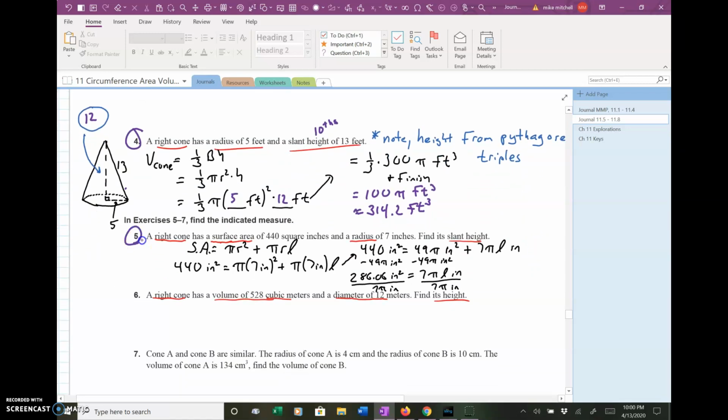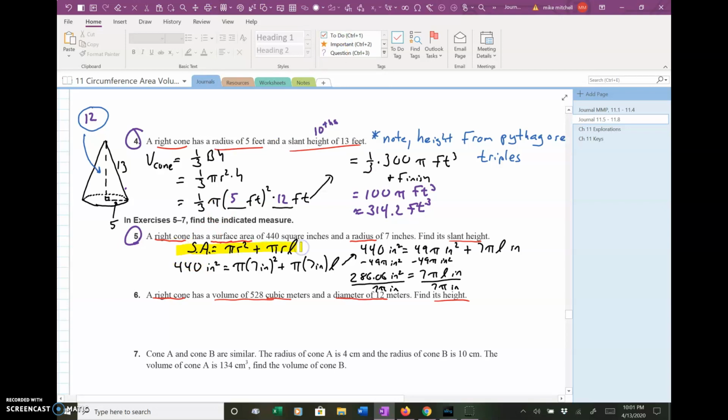Number 5, I forgot to circle this one at the start. The right cone has a surface area of 440 square inches and a radius of 7 inches. Find its slant height. So these problems are a little bit tougher. You've got to use the formula. Make sure you get the whole formula down here. Don't skimp on this. Get the whole formula.